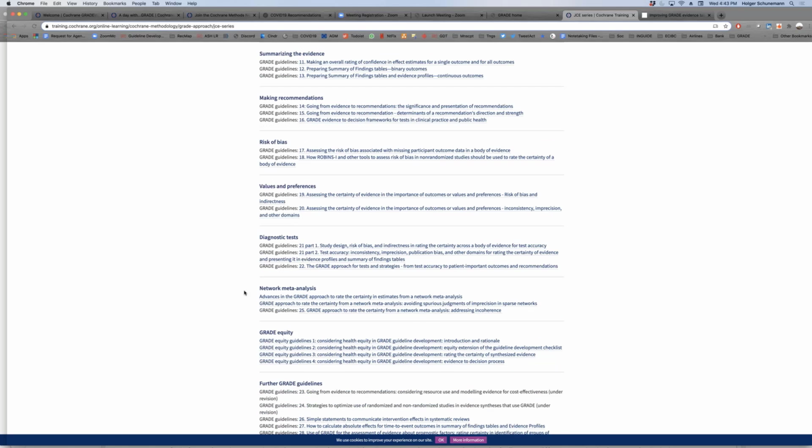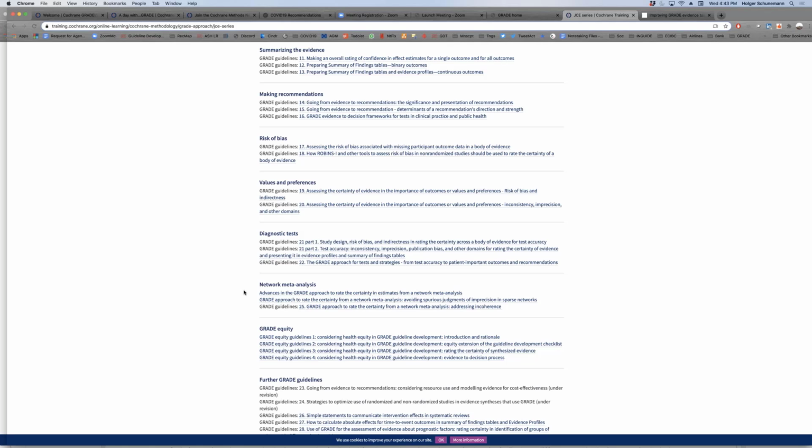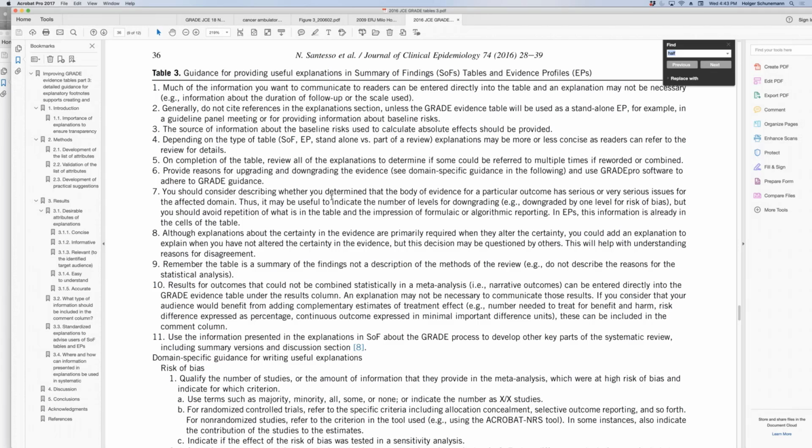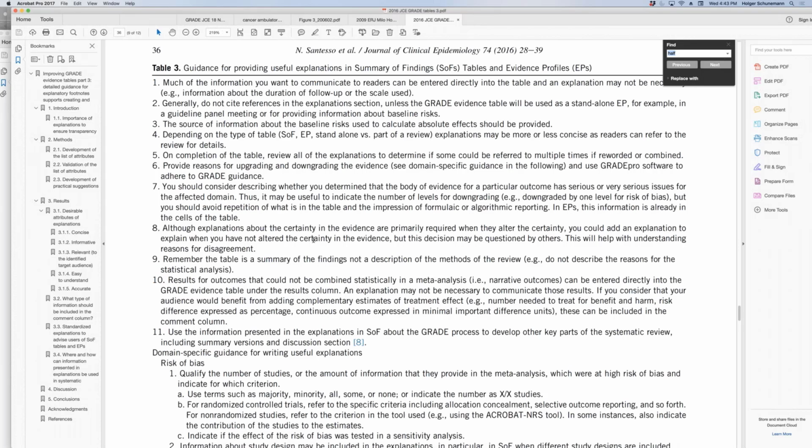You see that here, and there are some relevant articles that particularly relate to what Romina just said, and that is how to improve GRADE evidence tables, the summary of findings tables. Part 3 is actually about the detailed guidance for explanatory footnotes, and this is just a reminder that there's some really helpful information in there, first authored by Nancy. Romina explained that wonderfully, but just a reminder that this is a resource that you can potentially go through.